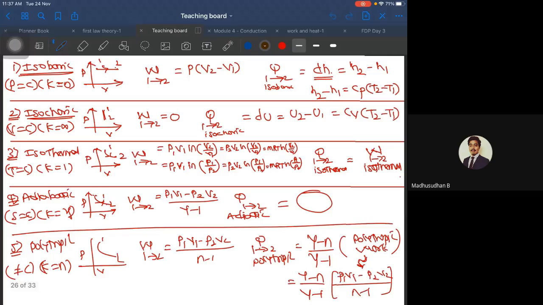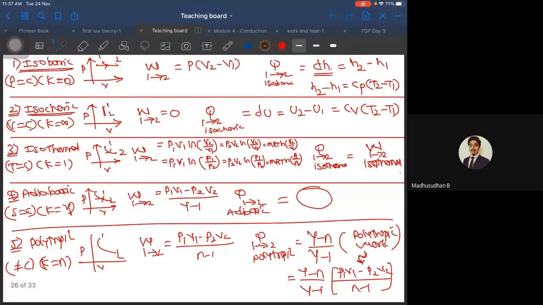Just a recap, 5 minutes of recap, very, very important. Just listen here. So isobaric process, where the pressure is constant, the value of K is 0, represented as a horizontal line in a PV diagram. The work done is given by P into V2 minus V1, whereas the heat flow is given as change in enthalpy. For isochoric, it is change in internal energy. For isobaric, it is change in enthalpy. Even the change in enthalpy can be calculated as mCp delta T, that is T2 minus T1.